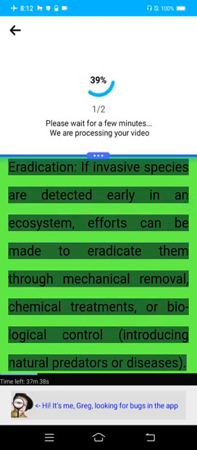Eradication. If invasive species are detected early in an ecosystem, efforts can be made to eradicate them through mechanical removal, chemical treatments, or biological control, introducing natural predators or diseases.